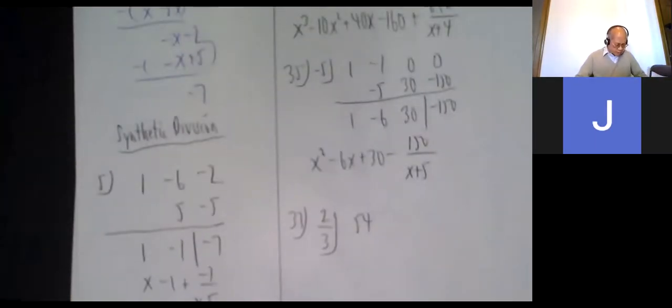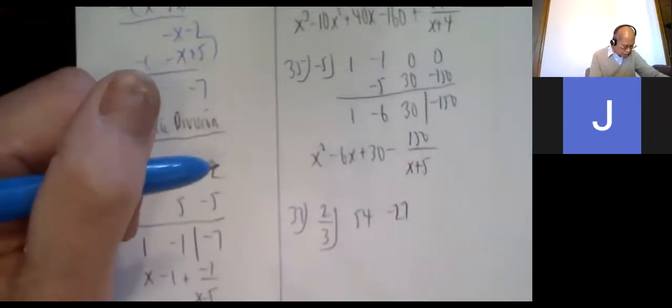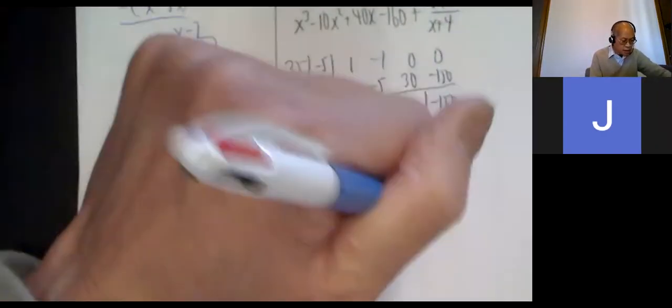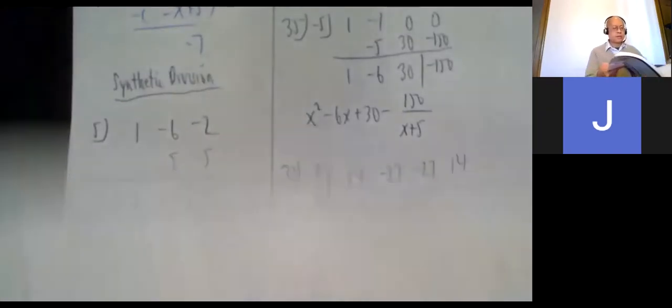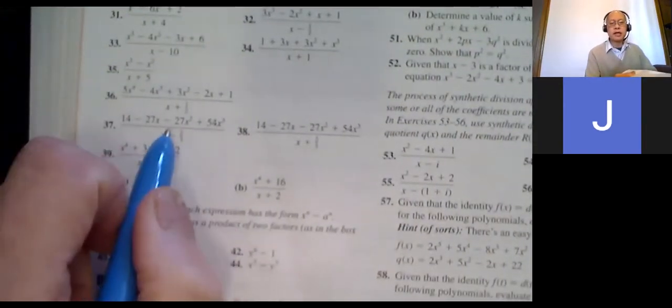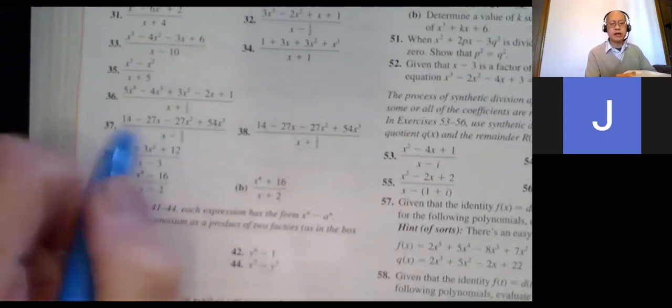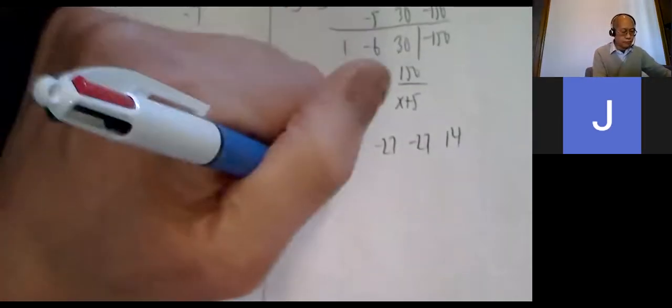And then 54, negative 27, another negative 27, 14. Okay, again, I'm putting it in the right order. 54x cubed comes first, then negative 27x squared, another negative 27x, and then 14. So 54, negative 27, negative 27, 14.